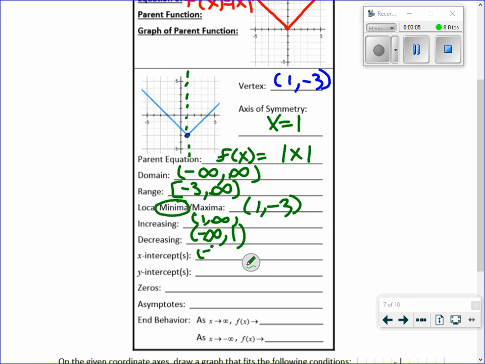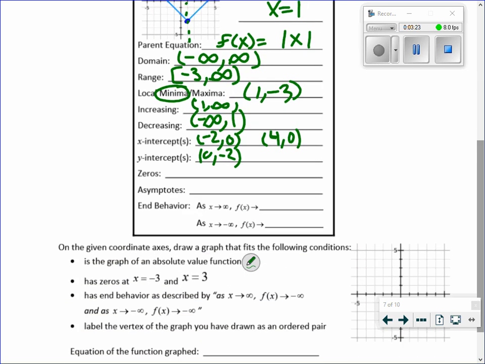Our x-intercepts are at what two places? -2 and 4. Remember, I write those as ordered pairs: (-2, 0) and (4, 0). And what is our y-intercept? Good job, as an ordered pair, (0, -2). And zeros are the same as what? X-intercepts. But remember, we write that x equals. So x equals what? -2, and x also equals 4.